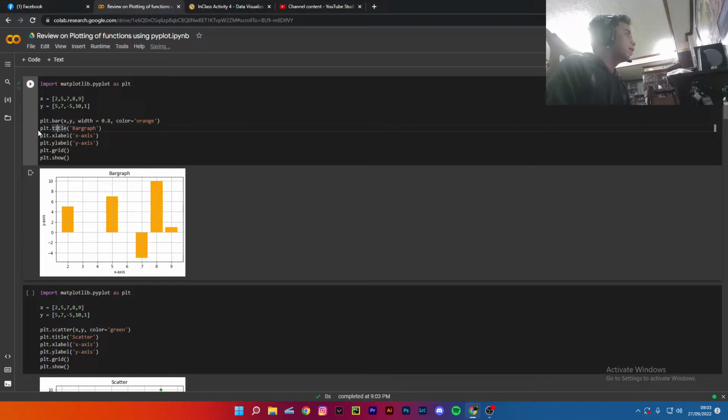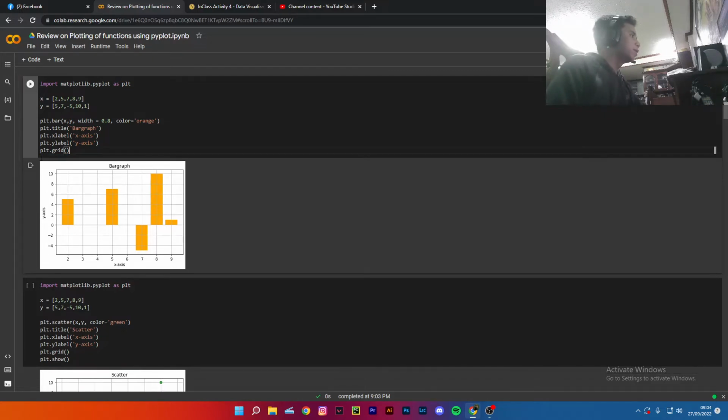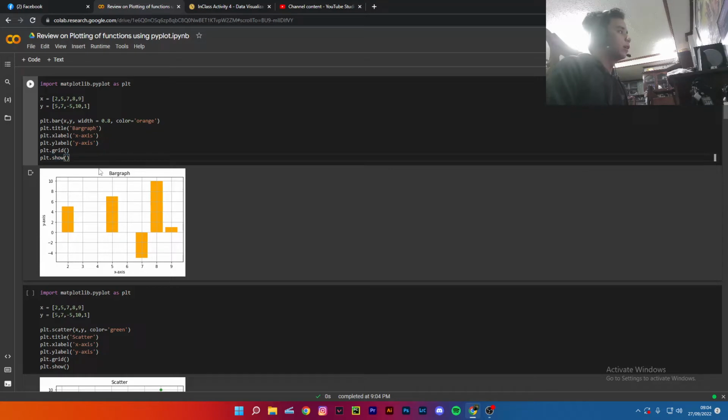And then plt.title comes along, so the title here would be bar graph, since it is a bar graph, and the labels of the x and y axis here, and plt.grid, and plt.show, meaning it will show the diagram, though the diagram would still be shown even if plt.show isn't there, though as you said in your video, plt.show must always be the last code for this practice.